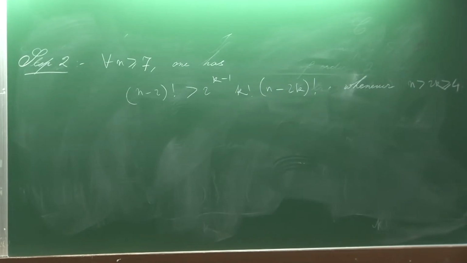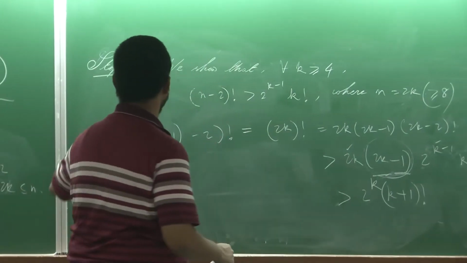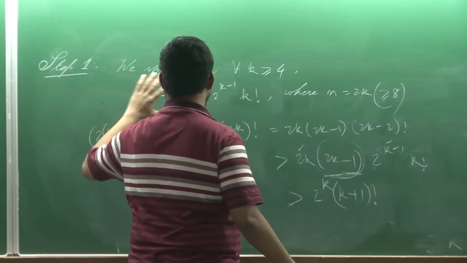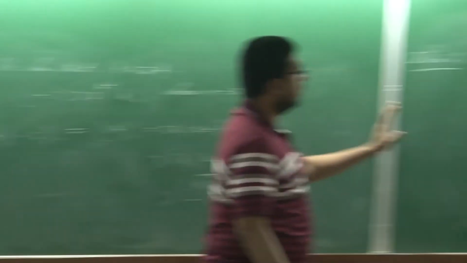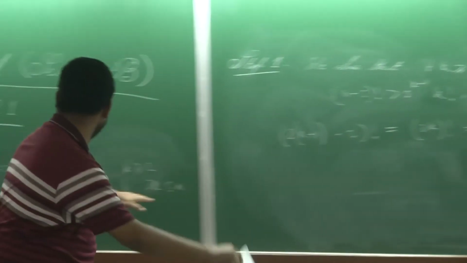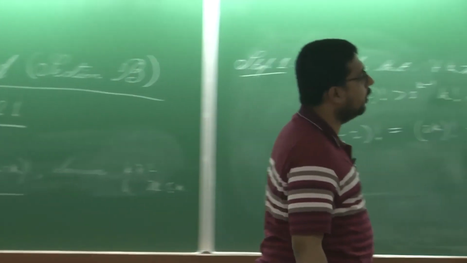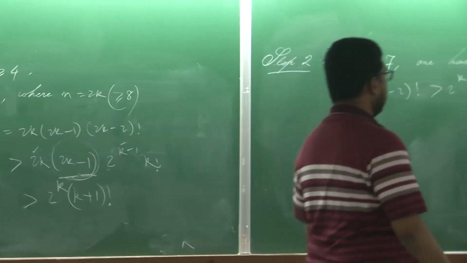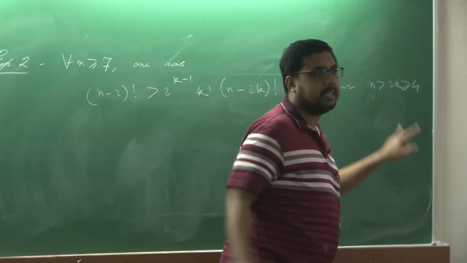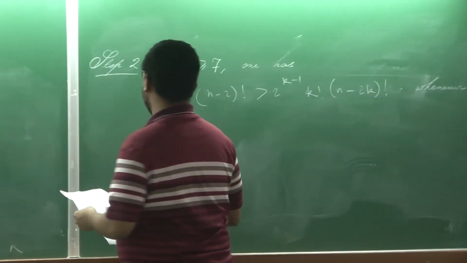Now we realize that once we prove this, we have already settled this, and coupling these two, we obtain this, because when n is equal to exactly 2k, that case has already been taken care of. Okay, so how to do this?